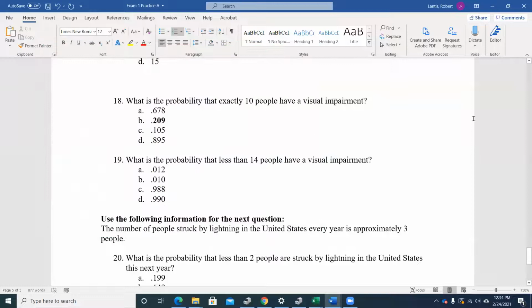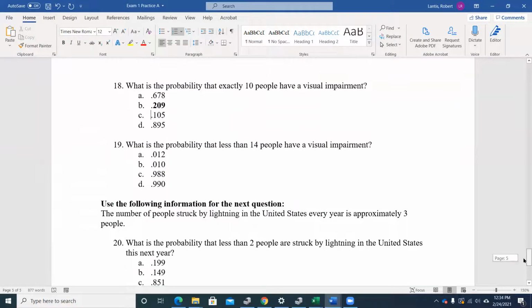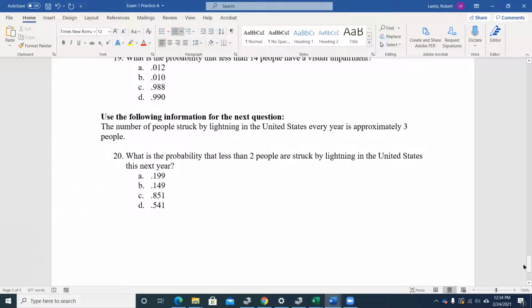All right. So the last one that we'll work through should be relatively easy. We went through some examples on Friday, which I would suggest looking back at, where we changed the length of the interval. But this one, we're purely focused on a regular Poisson distribution example. The number of people struck by lightning every year is 3. What's the probability less than 2 people are struck this year?